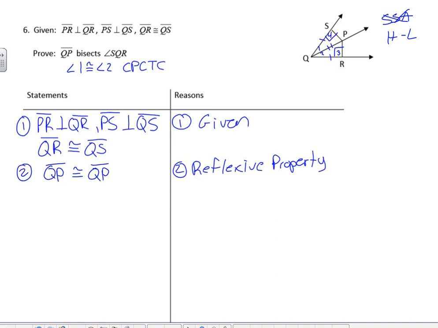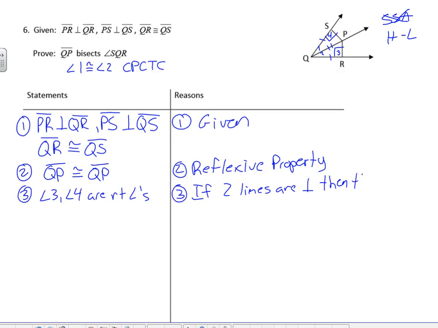Reflexive property is one that can kind of fit anywhere. So now I'm going to say angle 3 and angle 4 are right angles. And here we go. If two lines are perpendicular, then they form right angles. All right. And what do we know now? Well, that means those triangles are congruent.